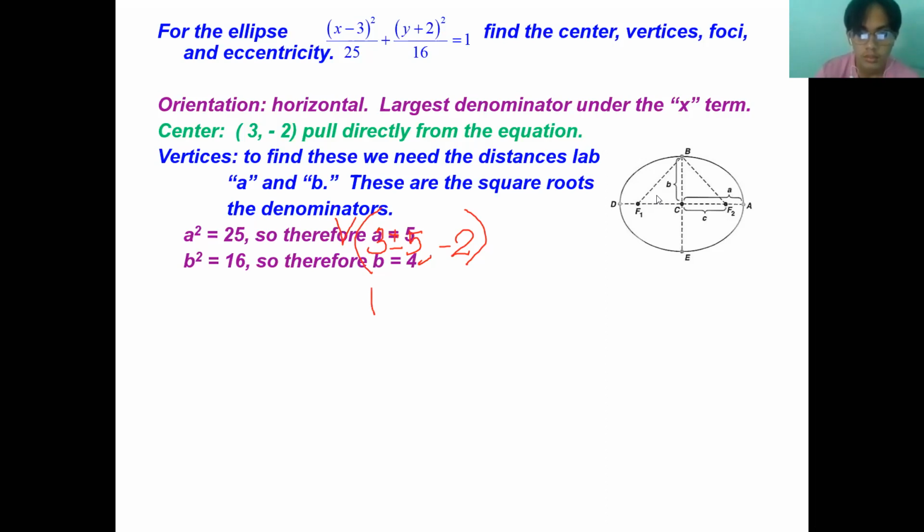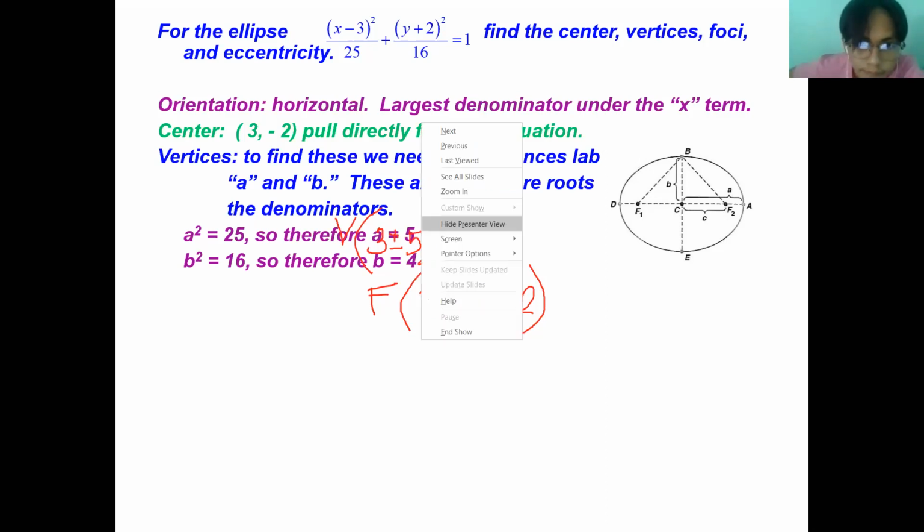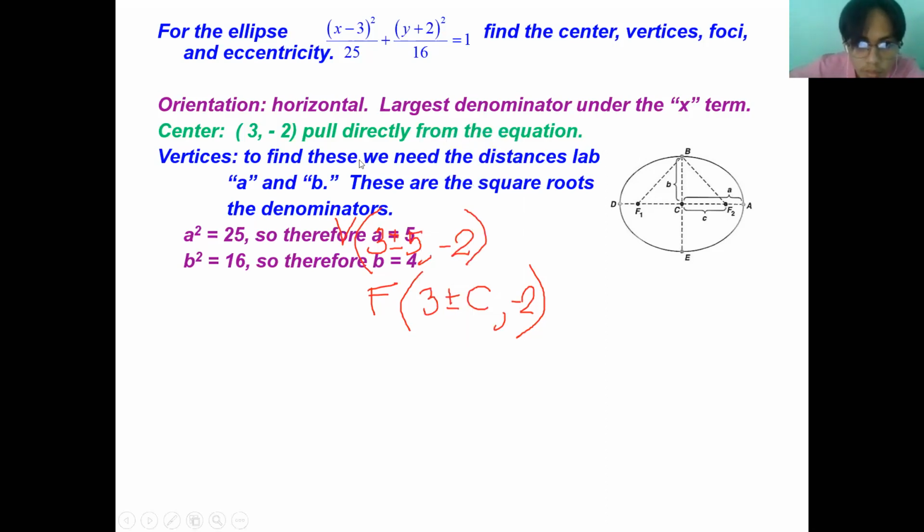For the foci, since this is also located on the x-axis, then we will have to consider the value 3 plus and minus c and negative 2. We still have to find the c because that b will be the intercepts. Okay? The b is your intercepts. You get what I mean? Question before we proceed? So to find C, later on, we'll do that one.